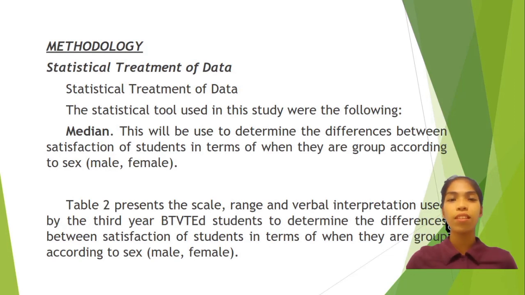Table 2 represents the scale, range, and verbal interpretation used by the third-year BTVTED students to determine the difference between satisfaction of students when they are grouped according to sex, male or female.